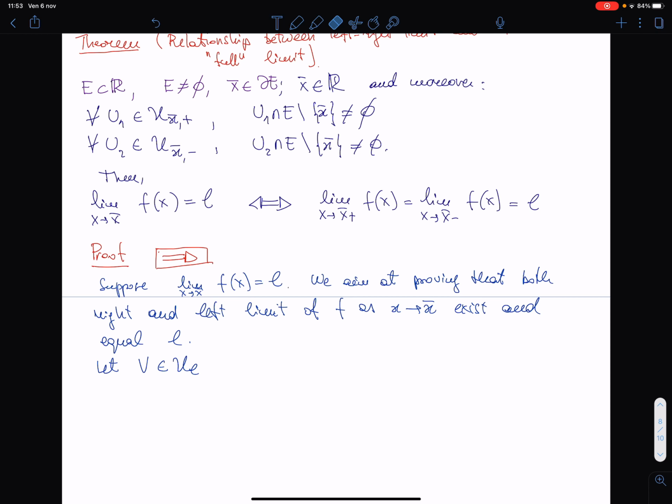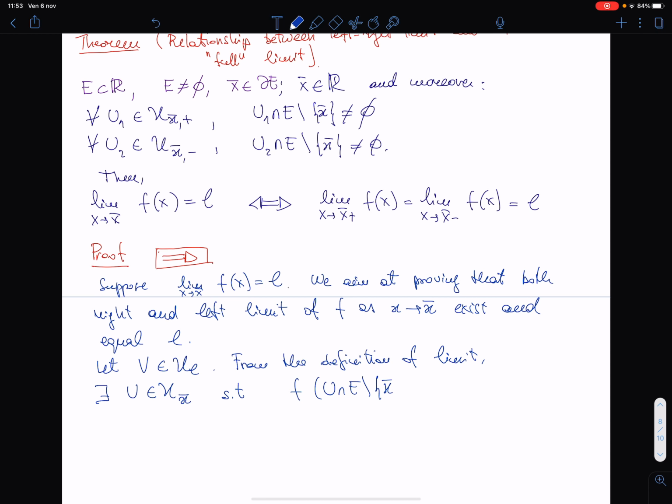And by definition of limit, because we are supposing that the limit exists here, from the definition of limit, we know that there exists U, neighborhood of x bar, such that f of U intersection E, excluded possibly the point x bar, is a subset of V. Okay, just the definition of limit.